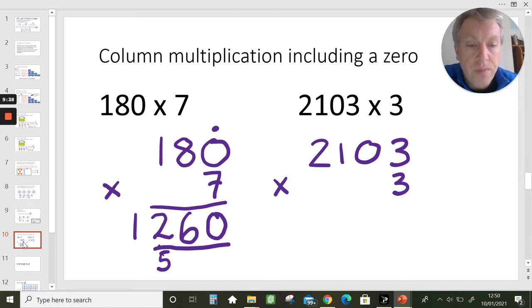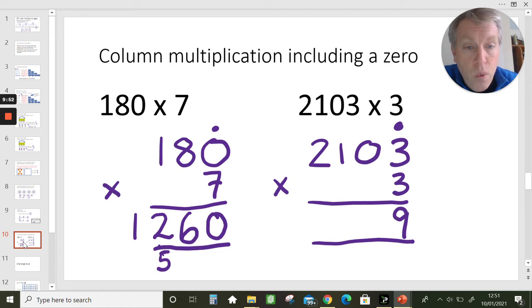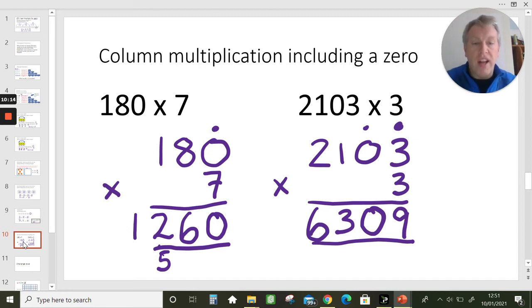2,103 times 3. Well, which side shall we start with? Always start on the right-hand side with the smallest value column. Here it's the 1s. 3 times 3 is 9. Now we're on to the tens. Oh, no tens. Zero tens. Zero times three is 0. 1 times 3 is 3. 2 times 3 is 6. Of course, that's 2,000 times 3, 6,000. 6,309.